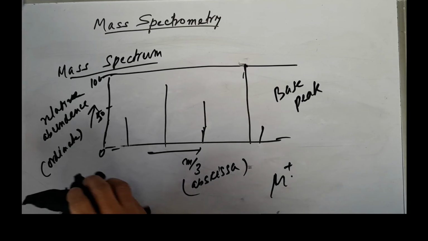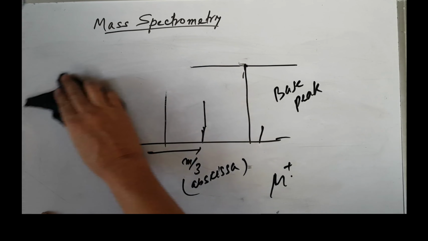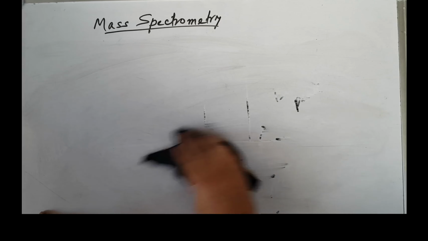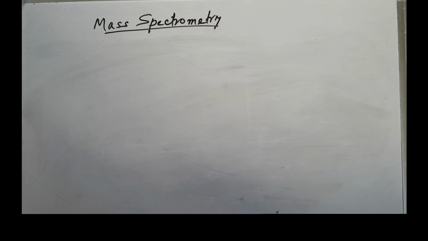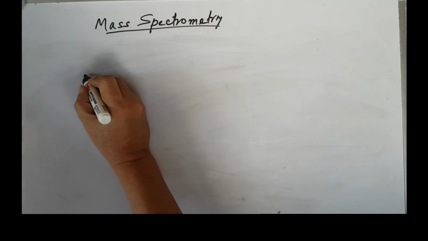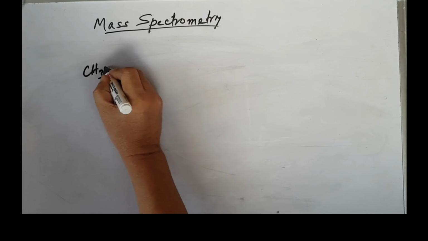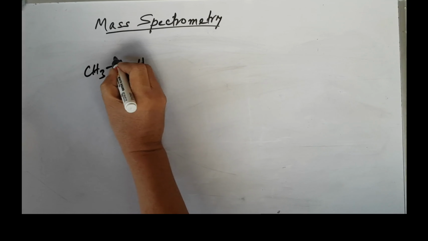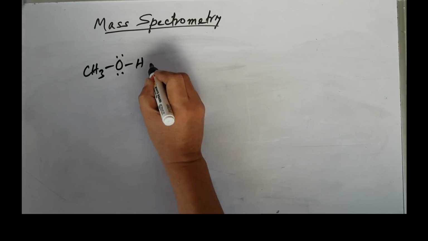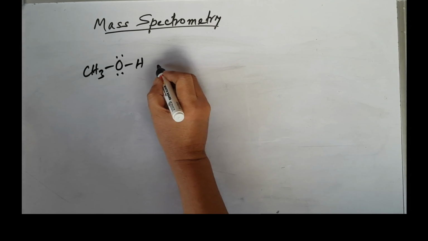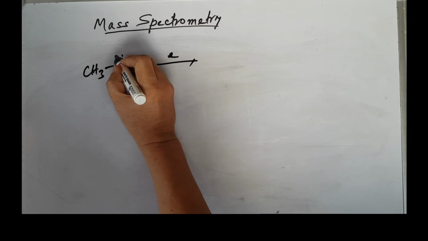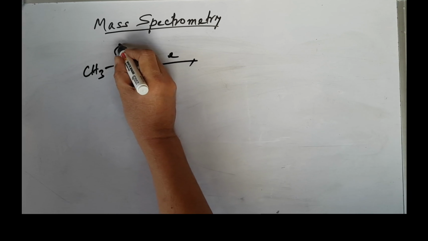I will give one example, the mass spectrum of methanol. Methanol can undergo fragmentation. Methanol is CH3OH. When you bombard it with high energy electrons, one electron is knocked out.